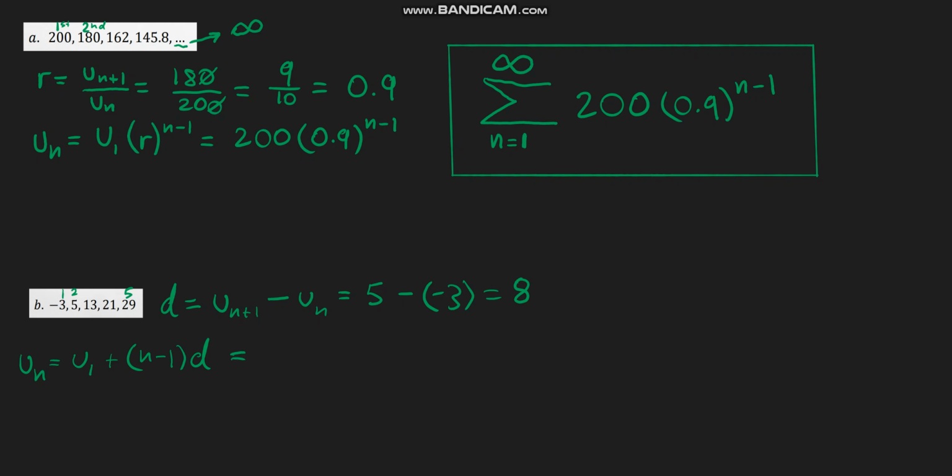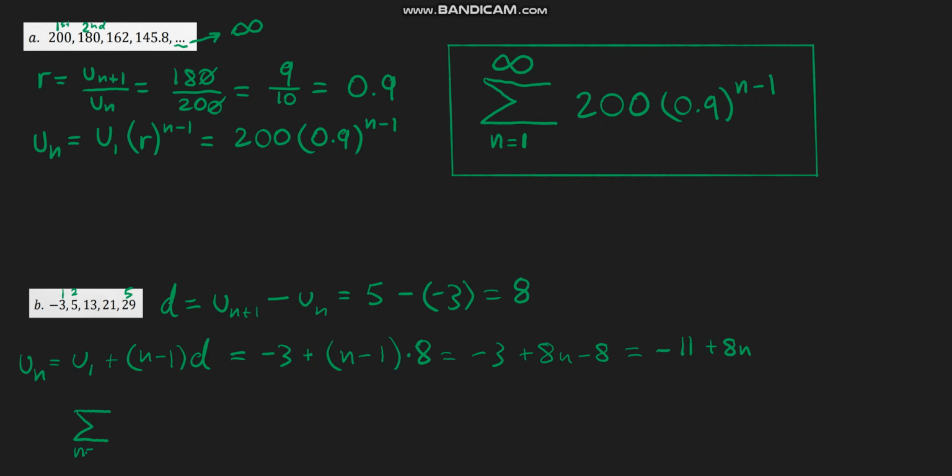Now if we plug in our numbers here, -3 as our first term plus n minus 1 times our common difference, 8. This becomes -3 plus 8n minus 8, which gets us -11 plus 8n. Okay, and once again, all we have left to do is write this in sigma notation.